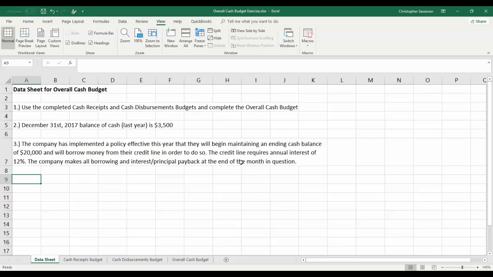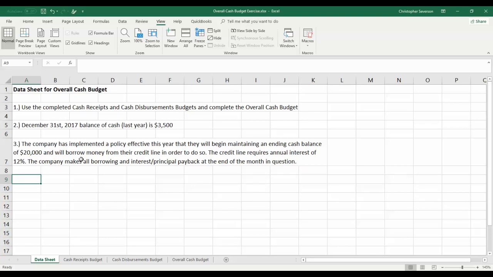Now, the credit line in this case requires an annual interest of 12%, which I did on purpose to make it an easy 1% per month. 12% might be a little bit on the high side for an average company. Just kind of depends, but we're setting it at 12%. So that's 1% per month.